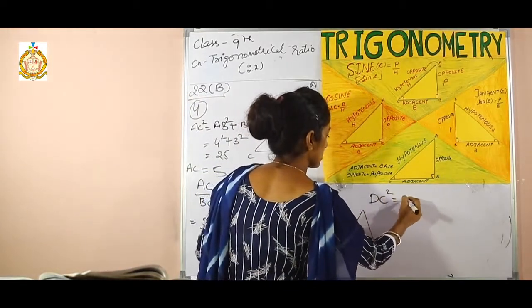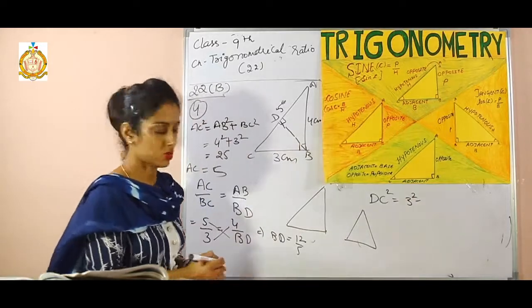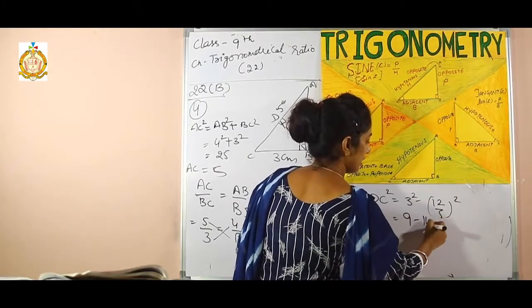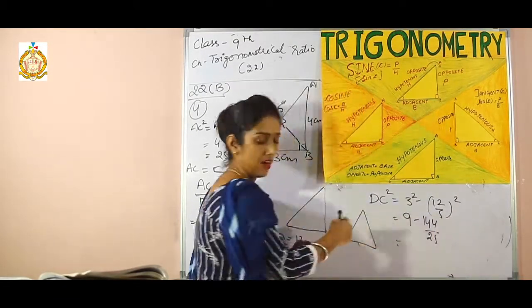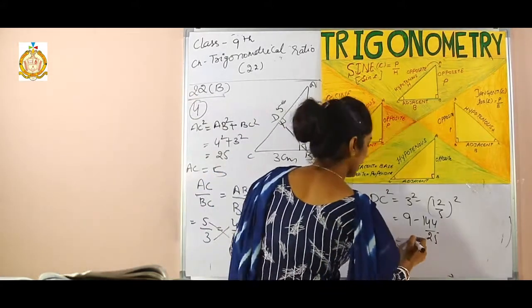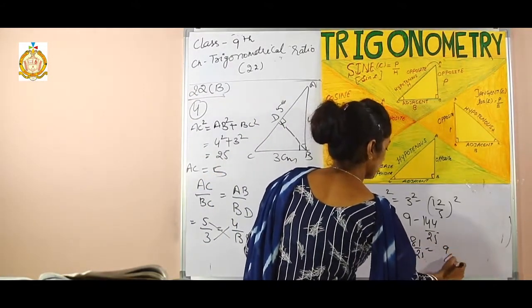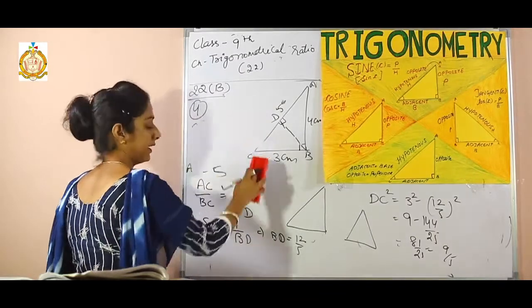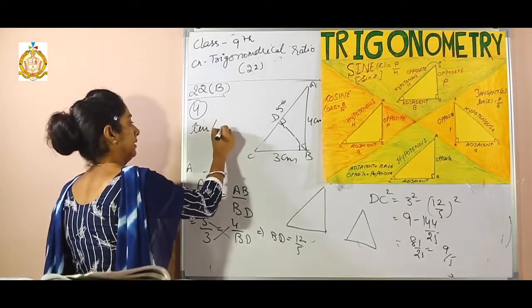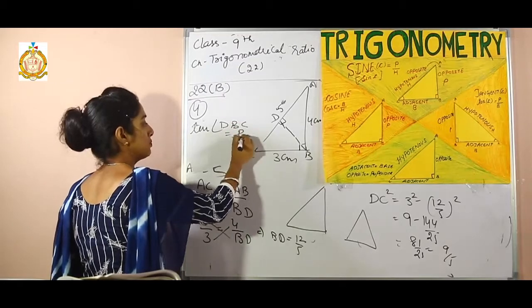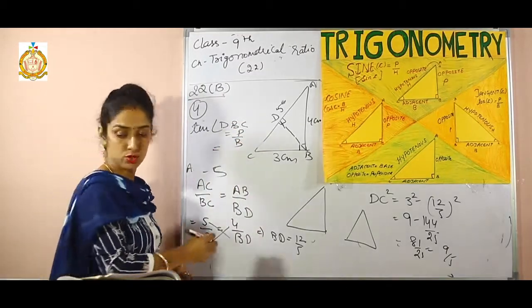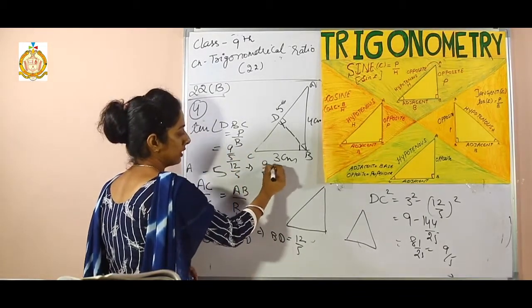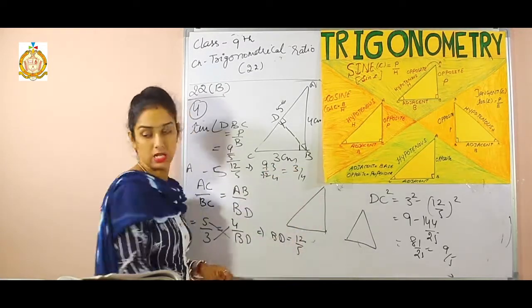Now DC square is equal to 3 square minus (12 by 5) square, which is 9 minus 144 over 25. After multiplying it, we get 81 over 25, which is 9 over 5, right? Now coming to the concept, we have to find tan DBC, which is P over B, which is equal to 9 over 5 divided by 12 over 5, which is 9 over 12, 3 over 4 is your answer.